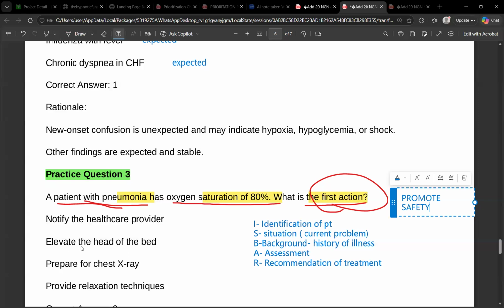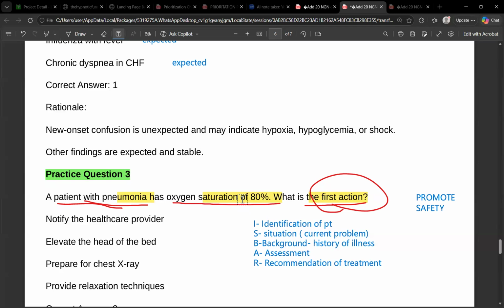So second thing, elevate the head of the bed. That is a management aspect. You have to think whether elevating the head of the bed has any effect. Yes, of course, with pneumonia the patient will have breathing difficulty, hypoxia will be there. By elevating the head of the bed, what can happen? The thoracic cavity will get more space, so gaseous exchange improves and the work of breathing can get decreased. Okay, third one, prepare for chest x-ray.